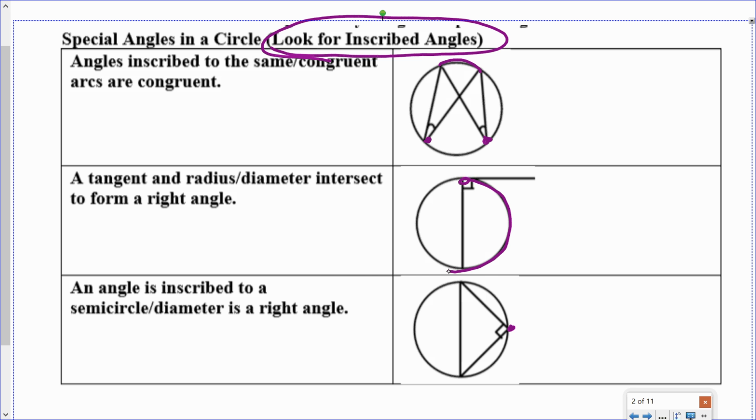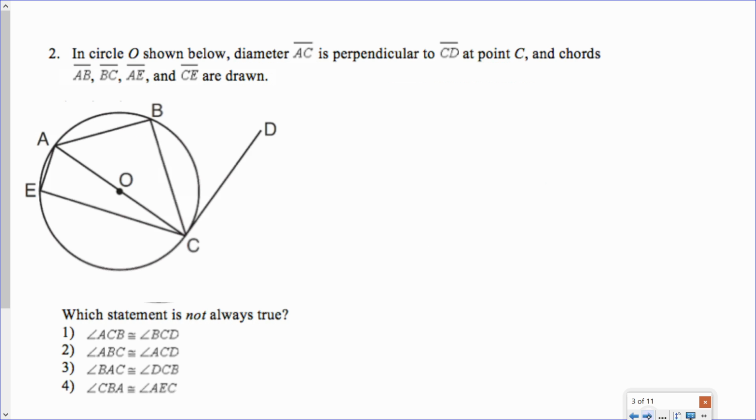So what kind of questions are we going to have based on this? We're going to skip number 1. Let's take a look at number 2. Which statement is not always true? So we're going to go through each choice and we're going to see if it's true. And it's all about the inscribed angles and it's all about the intercepted arc.